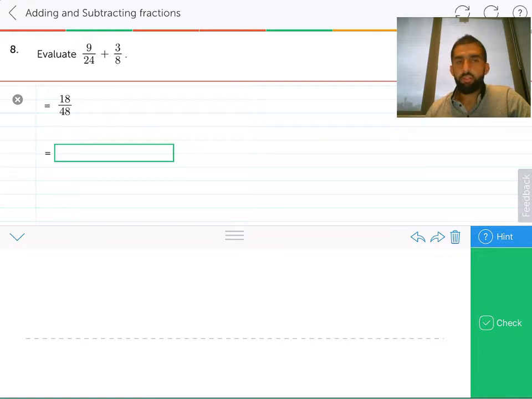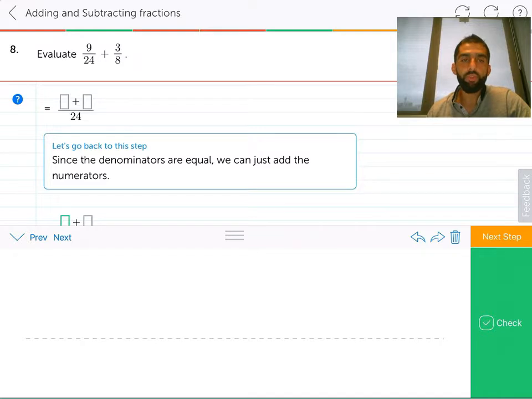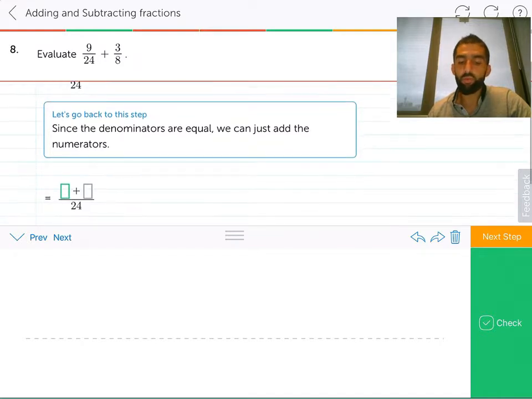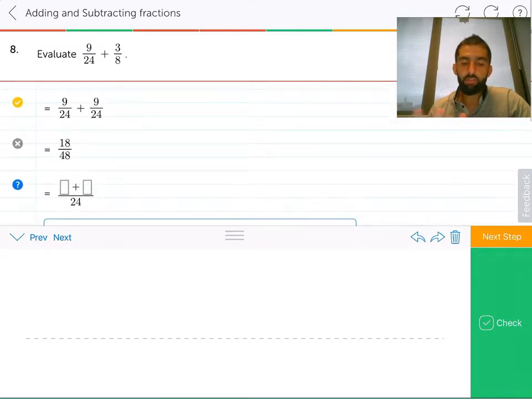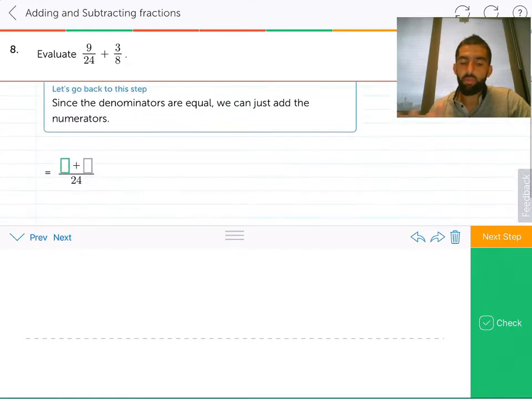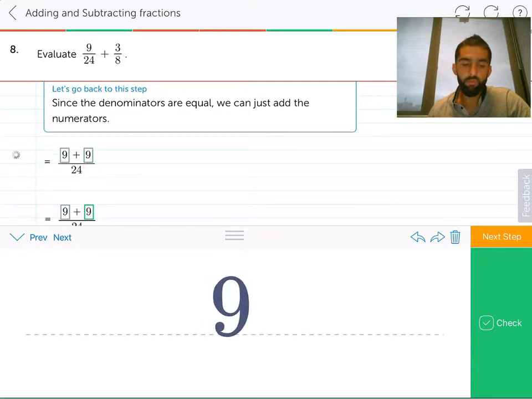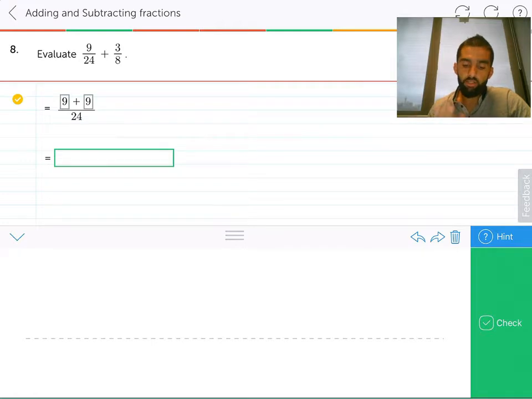So as I go through now, if I'm not sure where I went wrong, I can always ask for a hint. And a hint is available at every step, and it's specific to the step that you were on. So when I ask for a hint, it says since the denominators are equal, we can just add the numerators. Oh, yes, I can recall that that's what I meant to do. So scrolling back up, I had 9 plus 9 on 24. So I have my digital workbook in front of me. So therefore I should have 9 and 9 in each of those boxes, and I continue: 18 on 24.